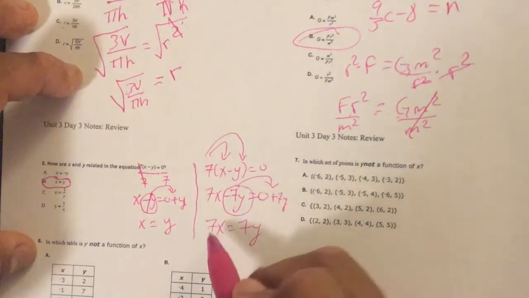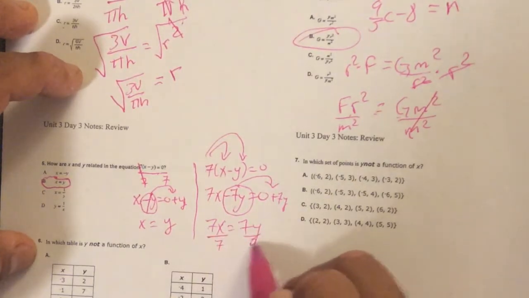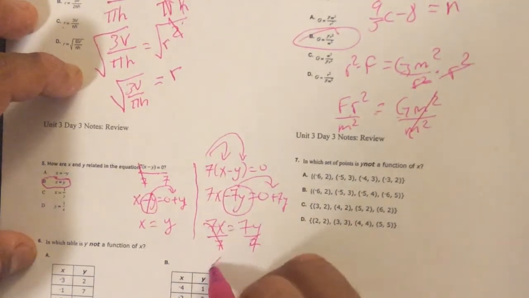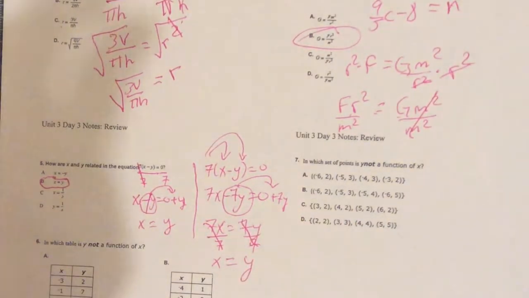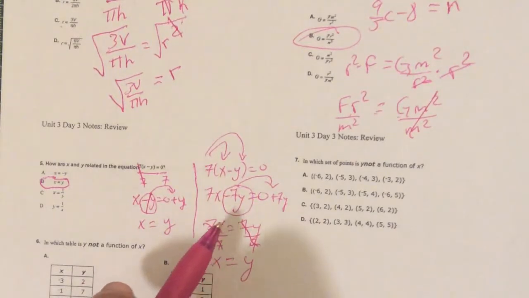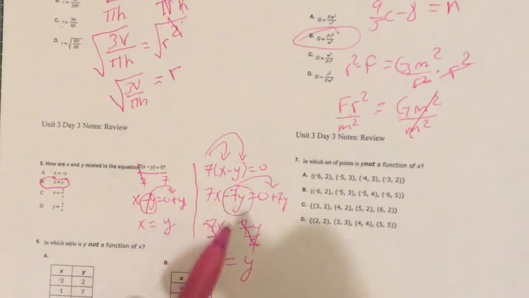So that means all I have to do is divide by 7 because we want the x to be by itself. So I'm left with x equals y, because both 7s cancel each other out. So x equals y is the same result. It doesn't matter. But as you can see, distributing makes it a little bit more complicated versus just dividing by that 7.